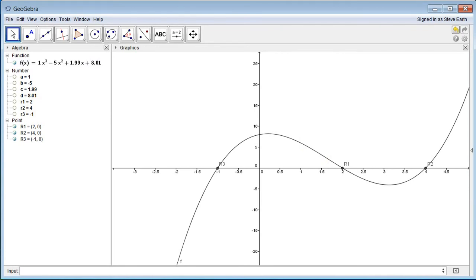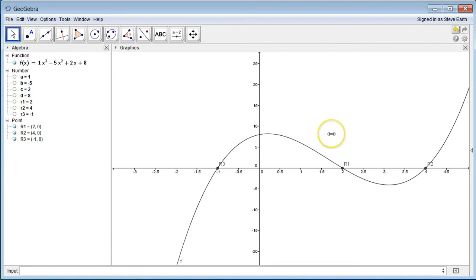And notice this R3 must not be exactly at -1 because I can still see some decimal versions over here in the function. So I'm going to go to R3 and put it exactly at -1. Push Enter. And now, even though we didn't see anything graphically change, I can come over here to the function side of things, and I can see that, in fact, everything is nice whole numbers, or at least displaying as whole numbers: 1x cubed minus 5x squared plus 2x plus 8.